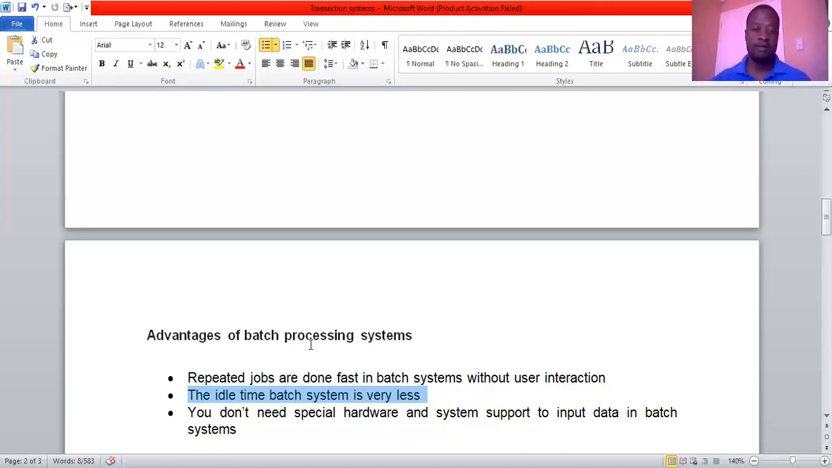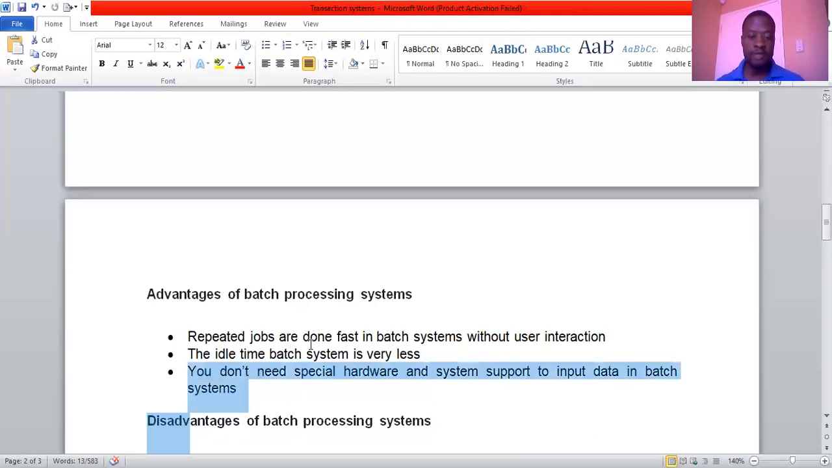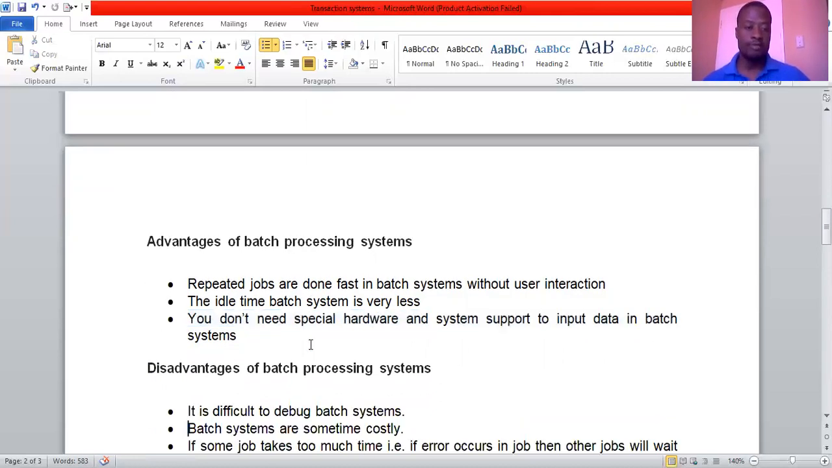The next one is that you don't need special hardware and system support to input data in batch systems. So you don't need certain special hardware and system support to input data in a batch system. Those are some of the advantages of the batch processing system.